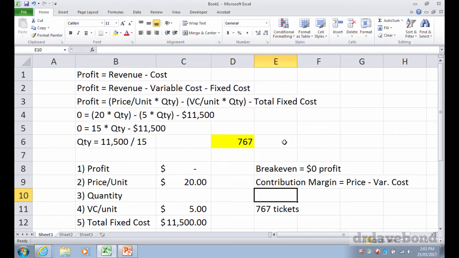So the nice thing is we can take this and we can start throwing in some what ifs. I'm going to get you guys to do this. Like, well, what happens if we change something up? How does that affect where our break even is?